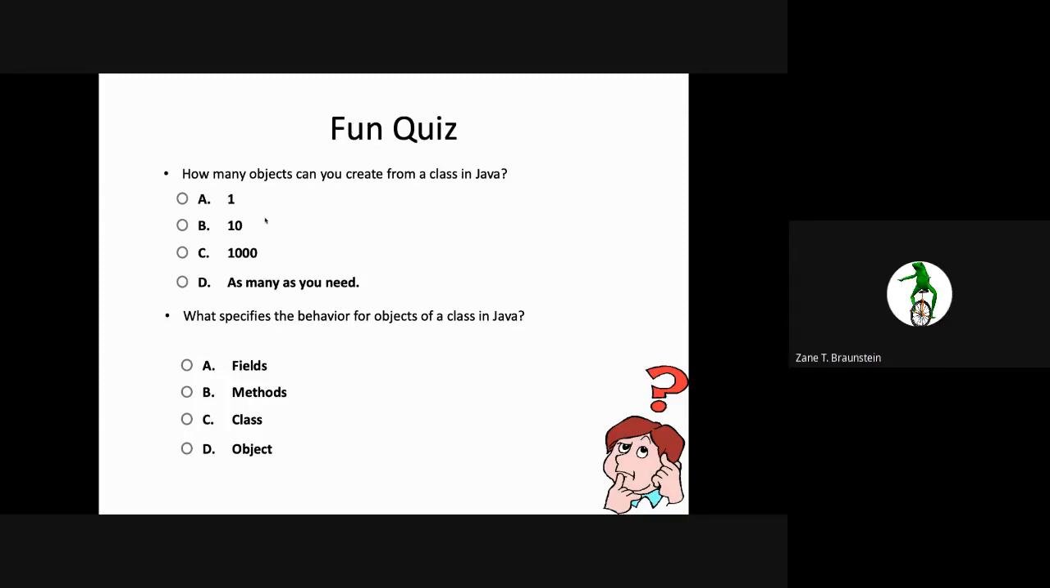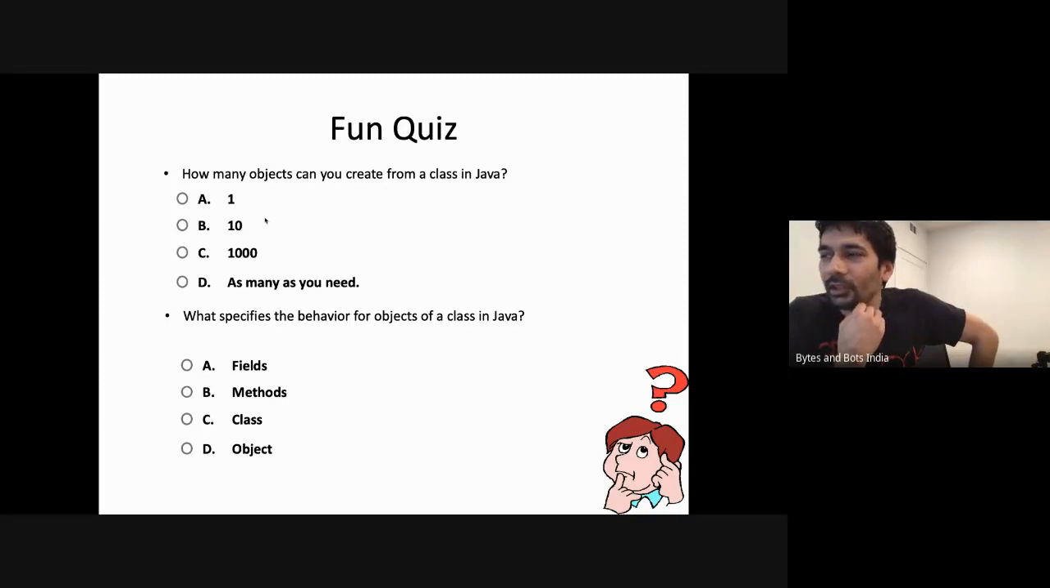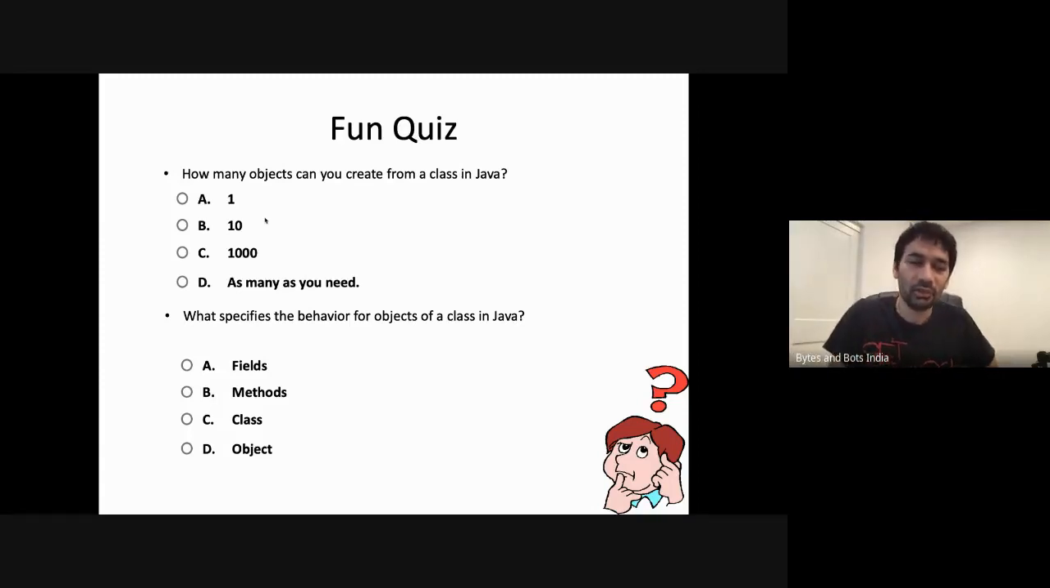Because classes create objects, so you choose what to put in your class, which is going to go in the object. No. So class is just a template, right? The behavior is defined by methods. Methods are the ways in which you can interact with the object.